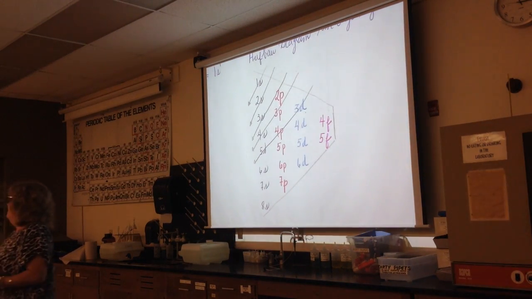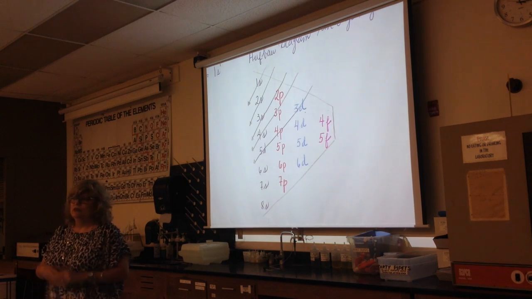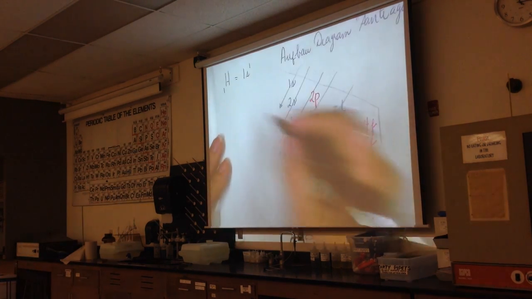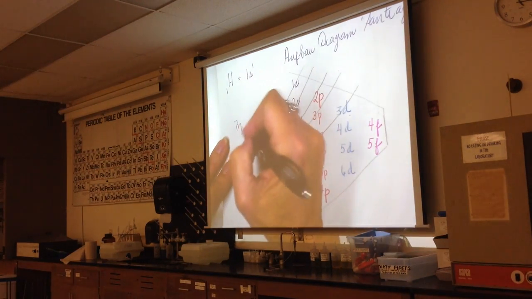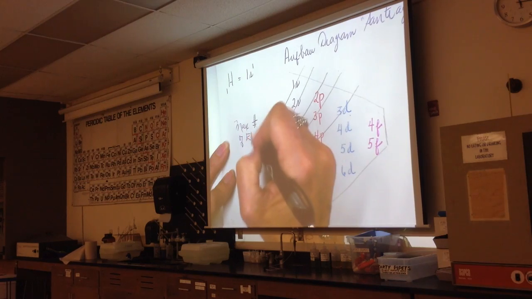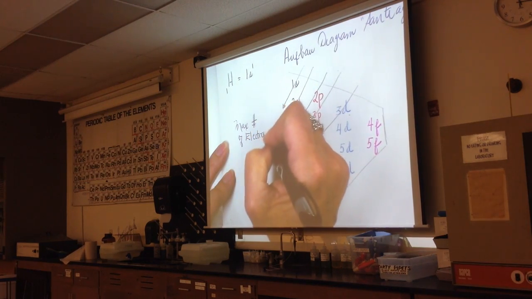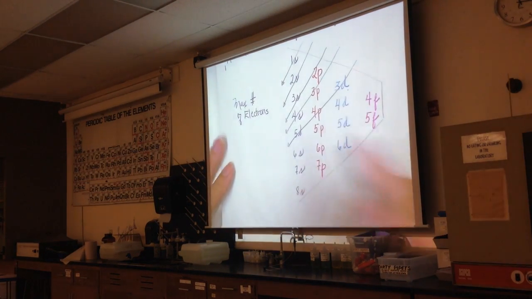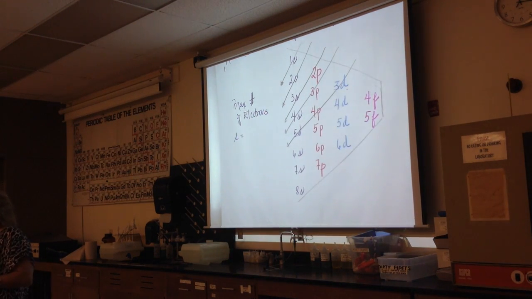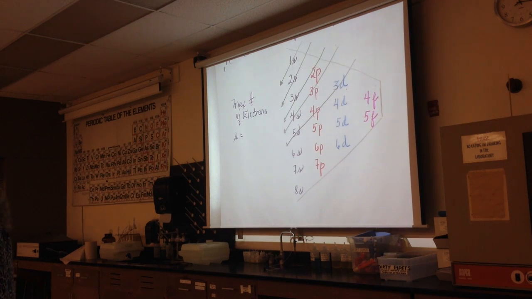Okay, what else are we missing in order to put this all together? You're missing the maximum number of electrons, right? That's the other thing that you're missing. In the S, what is the maximum number of electrons that you can put in the S sublevel?